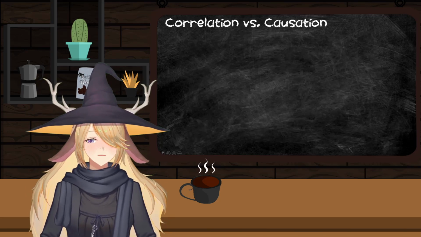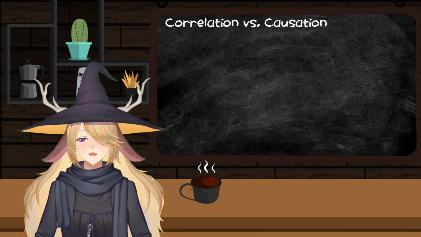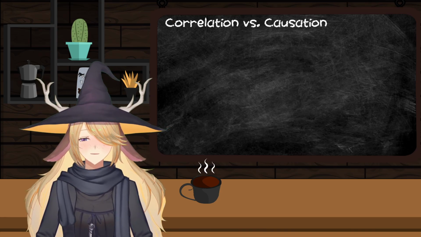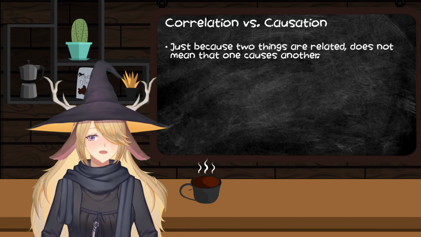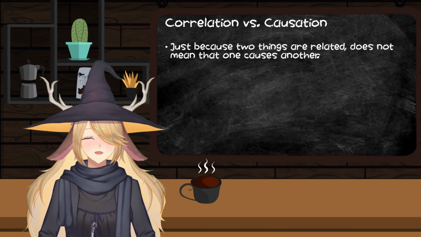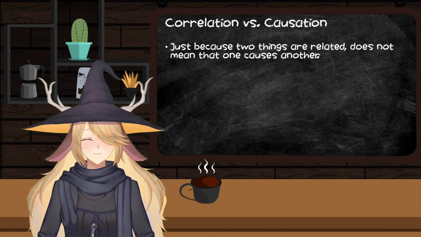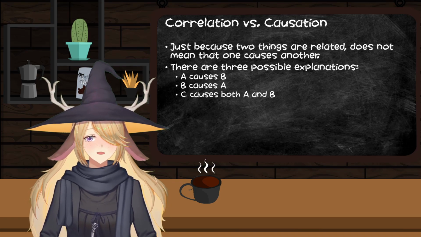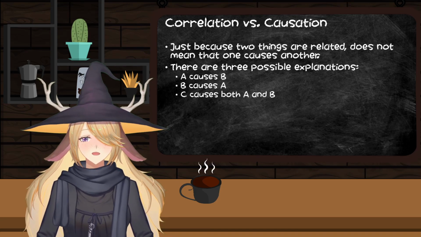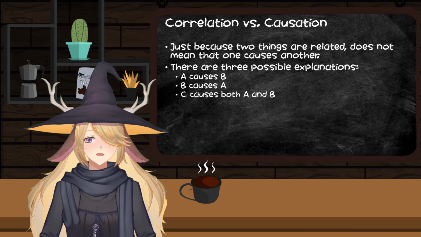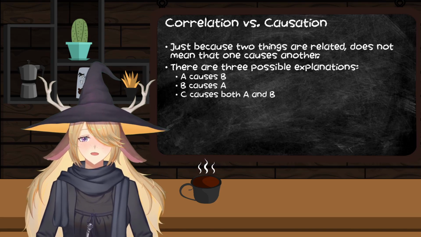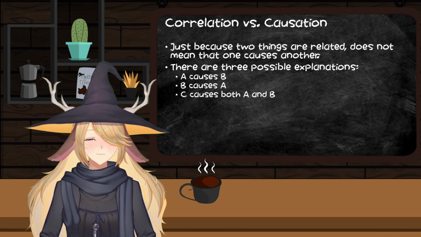All right, so moving on. Correlation versus causation. I've alluded to this a couple of times, but let's really get into the nitty-gritty. Just because two things are related does not mean that one is causing the other, because there are always other possible explanations. A could cause B, B could be actually causing A, and C could be causing both A and B.